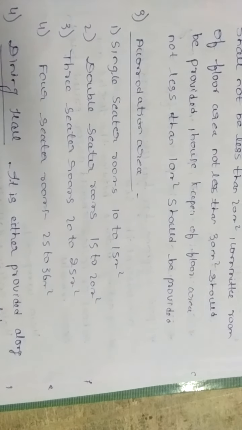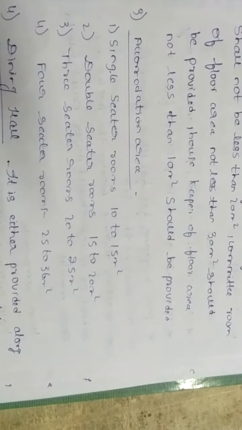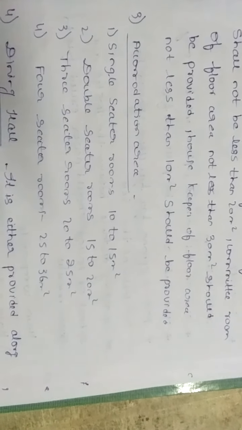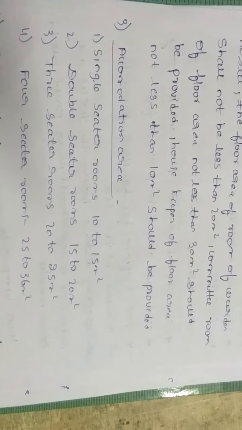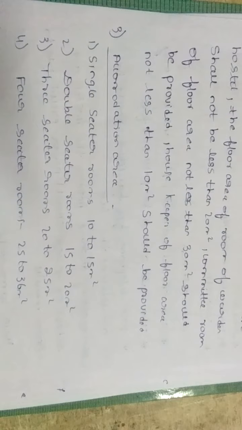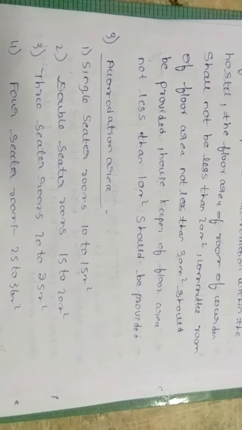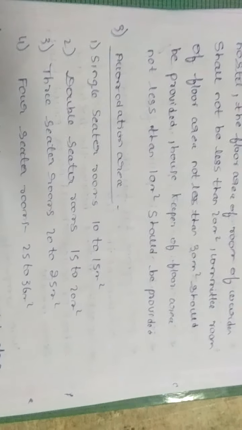Then coming to the three-seater room, the three-people room, that area should be 20 to 25 meters square. Lastly, the four-seater room should be given an area of 25 to 36 meters square. Okay, in the next video we shall discuss the dining hall, kitchen and the sanitary units.